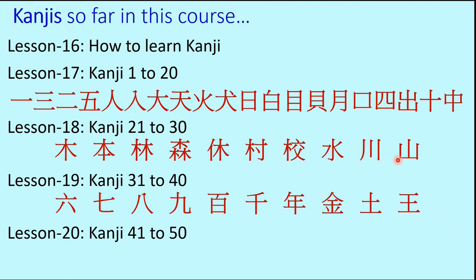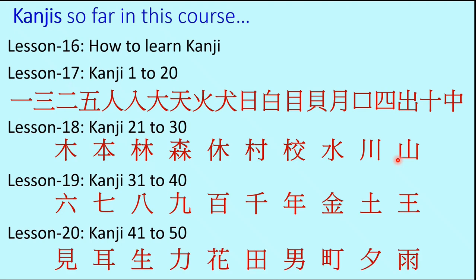And finally, lesson 20 had kanjis 41 to 50, where we discussed the days of the week, the rice field radical, and the human or the male otoko radical character derived from the rice field radical. Then we discussed the kanjis of evening, rain, and so on. So you will find the links to all these lessons, that is lesson 16, 17, 18, 19, and 20 in the description section of this video. Please go through them if not already done so that when you start learning the next kanji, you are familiar with all these.